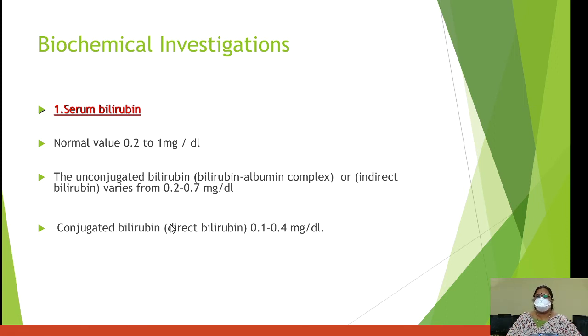And the conjugated bilirubin. Conjugated bilirubin is the bilirubin which is conjugated with UDP glucuronic acid to make it water soluble. That is the conjugated bilirubin. Conjugated bilirubin is also known as direct bilirubin. And the normal conjugated bilirubin level is 0.1 to 0.4 milligrams per deciliter. So total bilirubin 0.2 to 1 milligram per deciliter, unconjugated bilirubin 0.2 to 0.7 milligram per deciliter, and conjugated bilirubin 0.1 to 0.4 milligrams per deciliter.